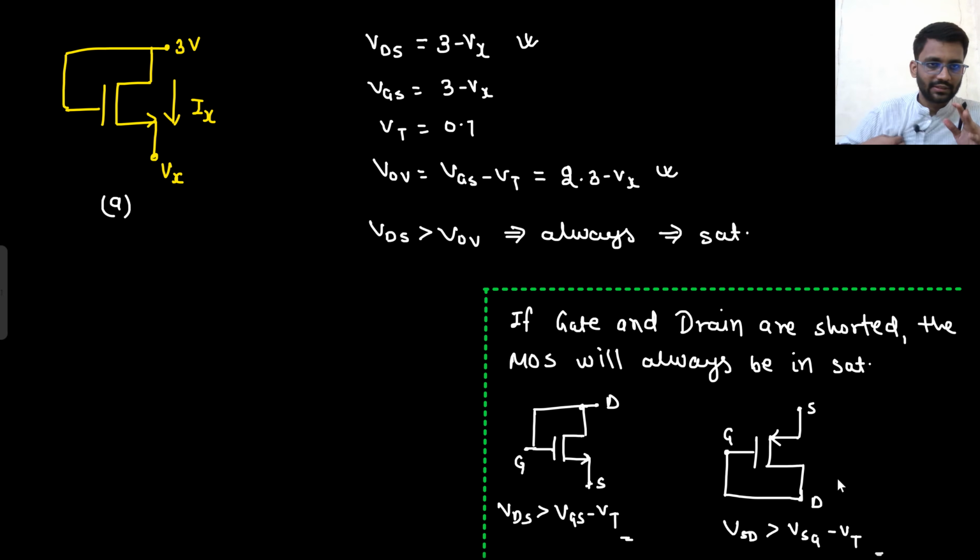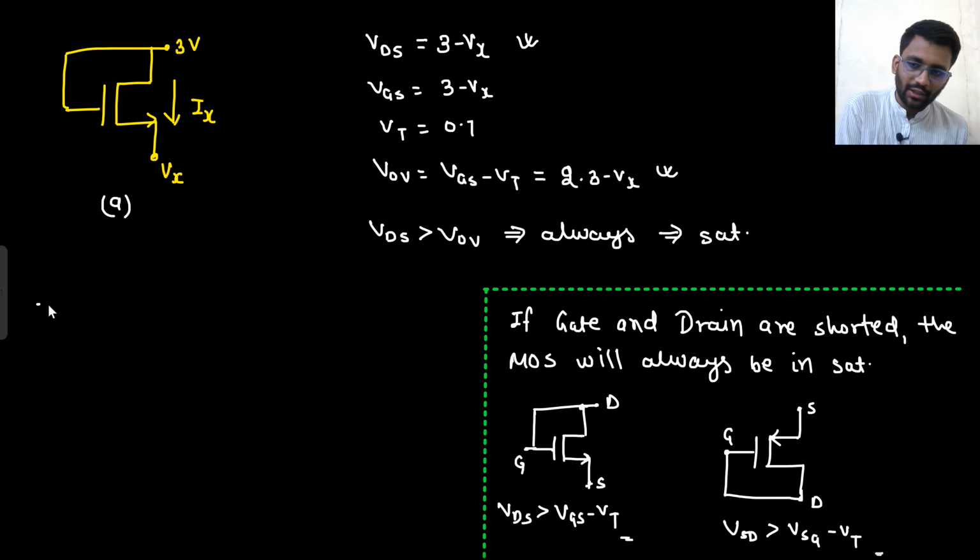You have to remember this. If your gate and drain are shorted, the device will always work in saturation region. You can directly see it because VDS will always be greater than VOV, or VGS minus VT. Well and good. So this was the thing that we understood. So my device is working in saturation region.